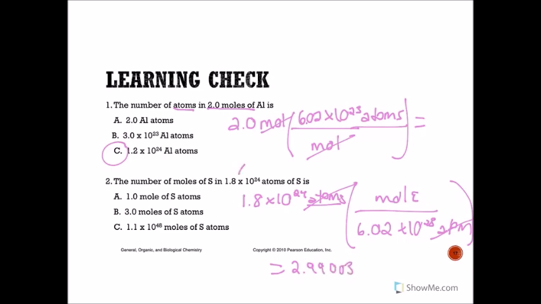But when we look at our number in the question, it has two significant figures. Our final answer is going to have to be two significant figures. So we look at the number before, which is a 9, which means we need to round up to 3. And we can't just leave it as 3, we have to write it as 3.0, or we don't have two significant figures. So 3.0 moles, which is B.